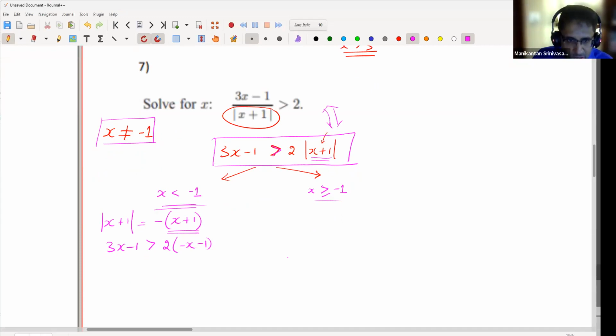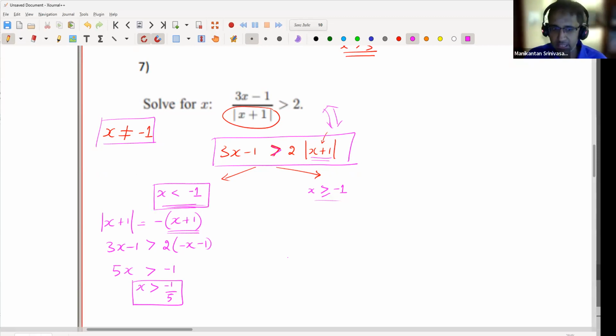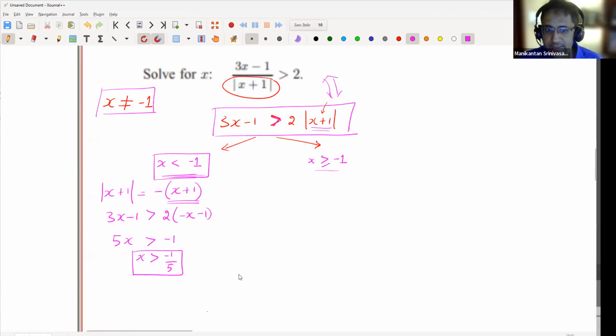So let's bring all the x's to one side. So the minus 2x comes to this side as plus 2x. And then on the right hand side, I have what? Minus 2 plus 1, which is minus 1. So x is greater than minus 1 by 5 is what I have here, which means if x is less than minus 1, in this region where x is less than minus 1, I'll accept all answers which are greater than minus 1 by 5.